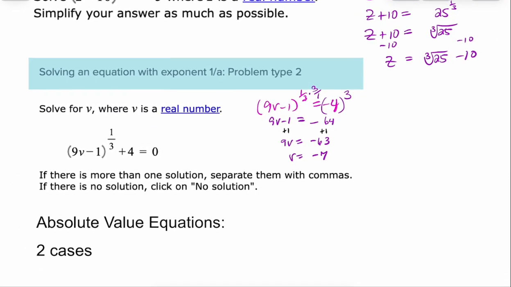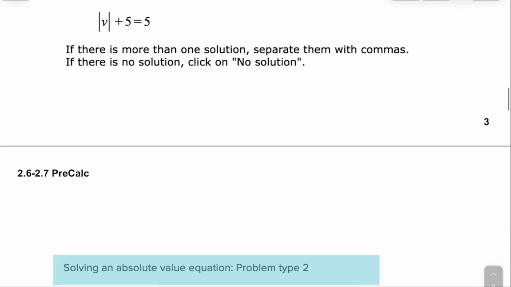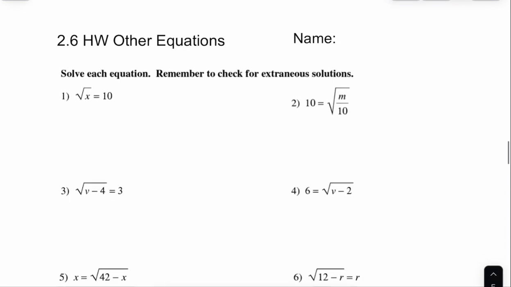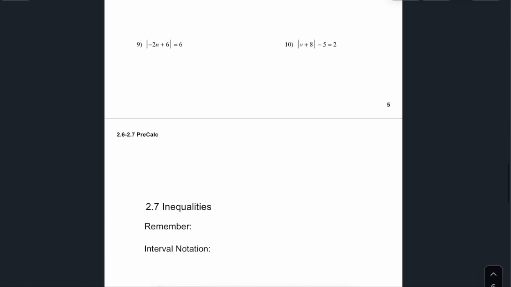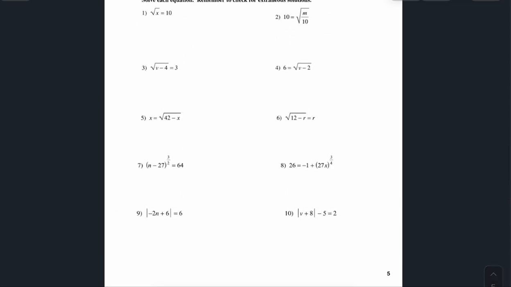Okay. So now we're going to stop. We're going to continue this tomorrow. So we're going to stop right here. We're going to go down to the homework. And you are ready to try 1 through 8. So for the remainder of class, I want you to do 1 through 8.